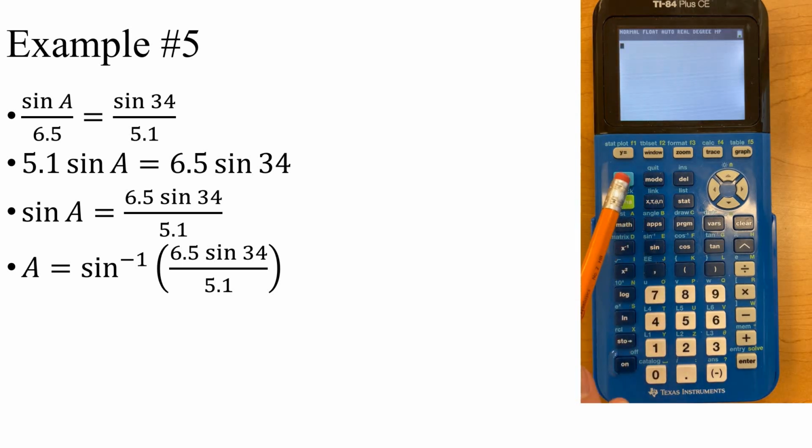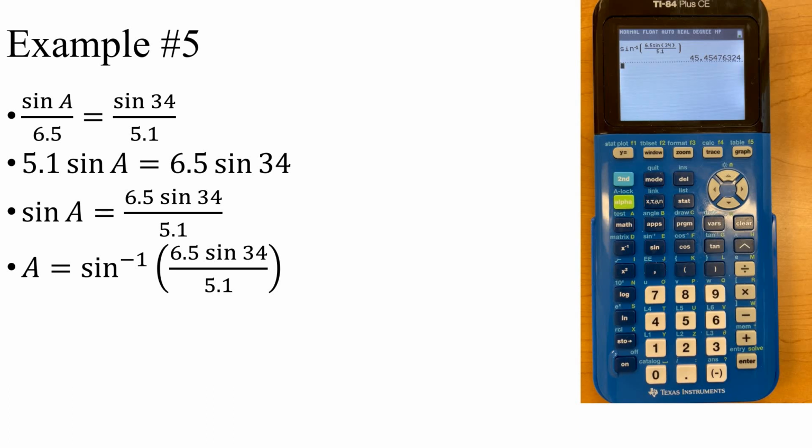So we're hitting second sine. And again, I'm going to use my alpha y equals to create my fraction option here. So the 6.5 sine 34, and then over our 5.1, right arrow out of there. We have to right arrow because otherwise it was on the bottom. Close our parentheses. Now we can enter. And there's our angle.